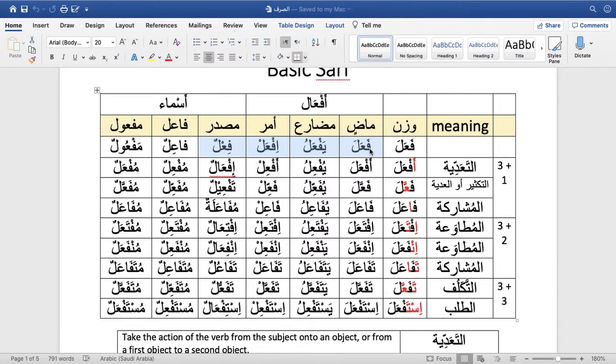We can have qatala yaqtulu, qatlun, alima ya'lamu, ilmun, etc. So what I want you to understand is that for the thulathi mujarrad, this first line here, all these boxes here do not really follow a precise rule. There are some patterns that have been explained, and you shall study these inshallah ta'ala in Medina book 3.